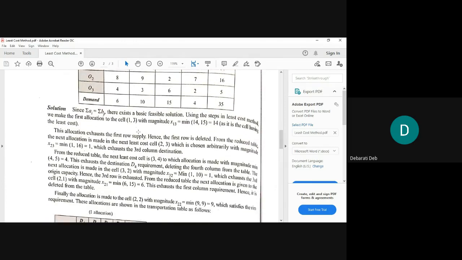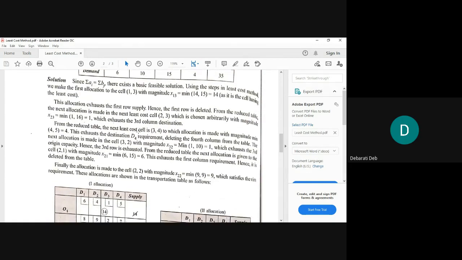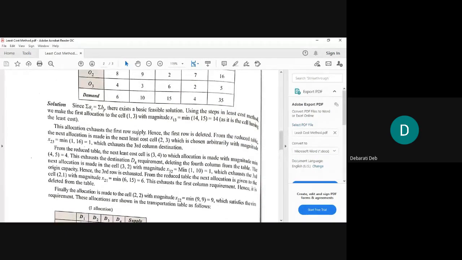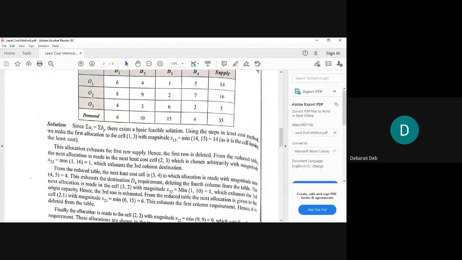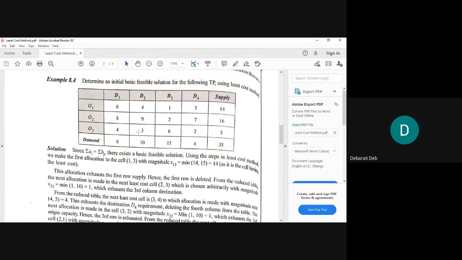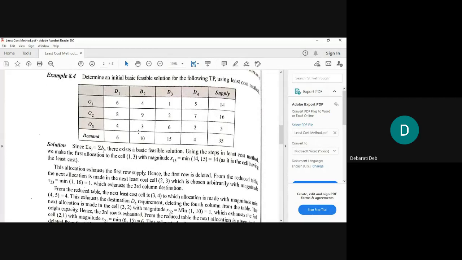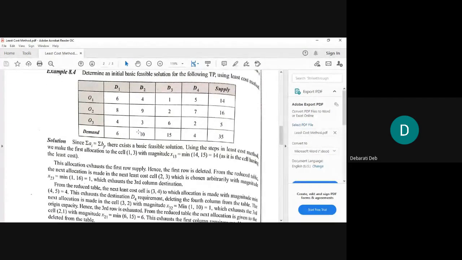No need to write all these descriptions. These are done in the book in order to make you understand. You should not write these descriptions. Okay. Now you see, when we are receiving the transportation problem, the problem is a balanced one and it is a least cost method. Then what is our next step?